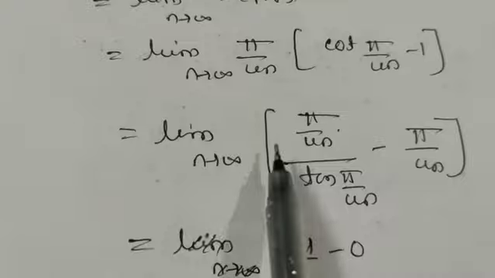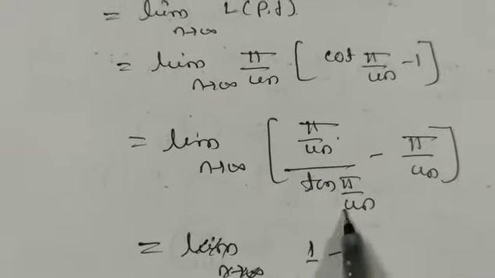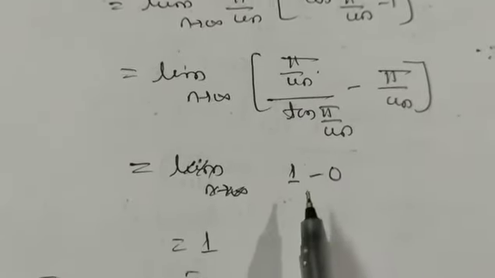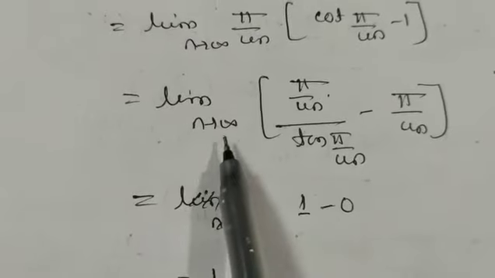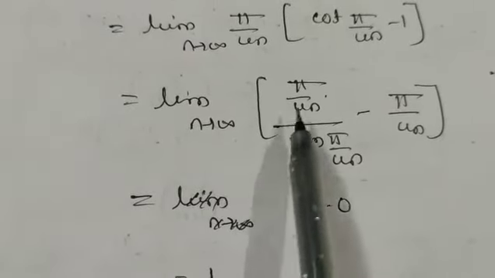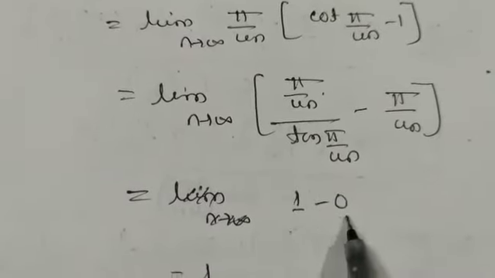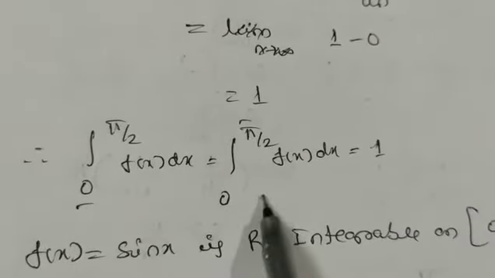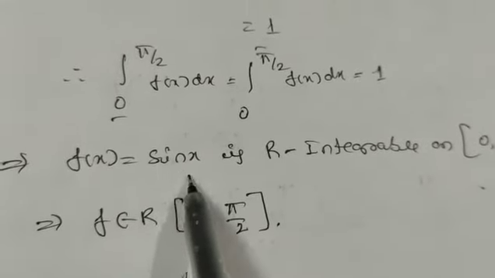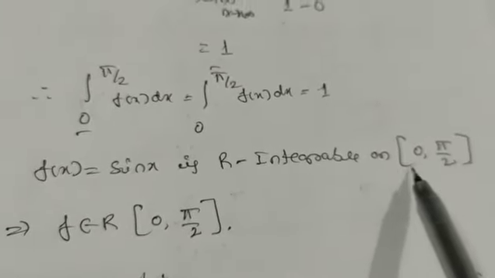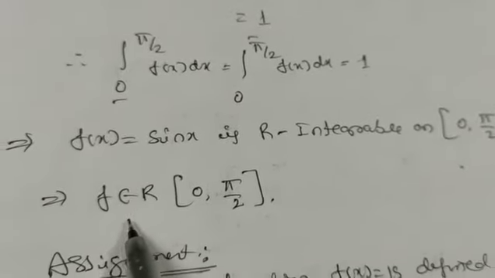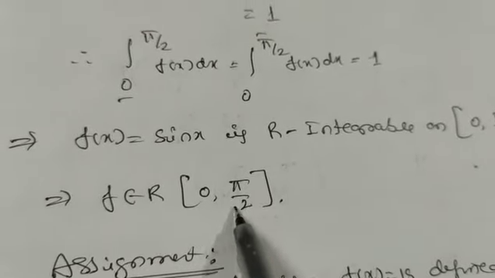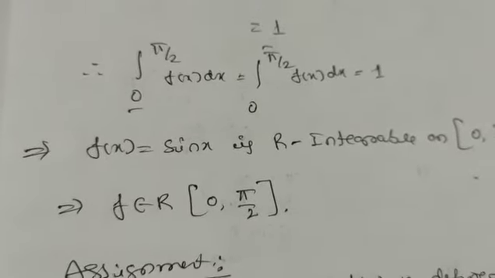Again, cot pi by 4n is 1 by tan pi by 4n, minus pi by 4n. We know the limit as theta tends to 0 of theta by tan theta is 1. So it is 1 minus 0, which equals 1. So the lower Riemann integral equals the upper Riemann integral, which equals 1. This implies f of x equals sin x is Riemann integrable on 0 to pi by 2. Therefore f belongs to R of 0 to pi by 2. So this is all about this result.